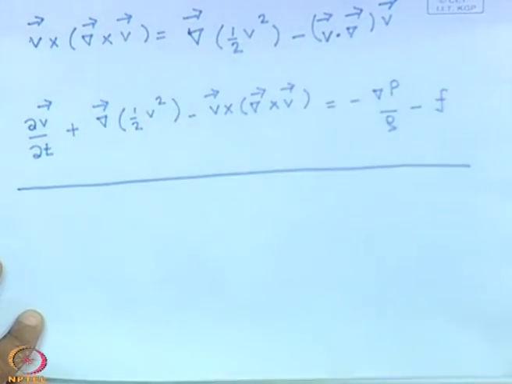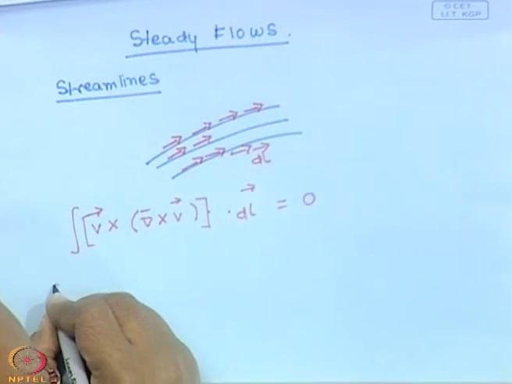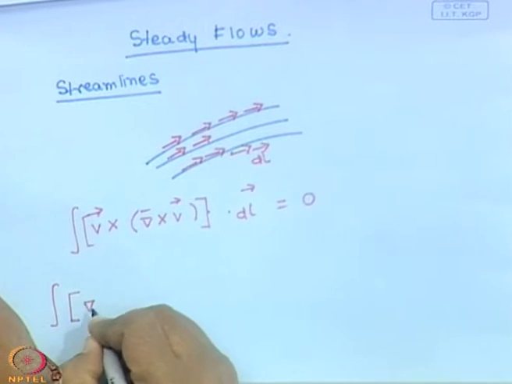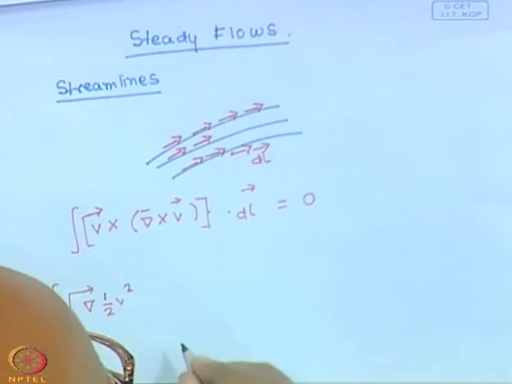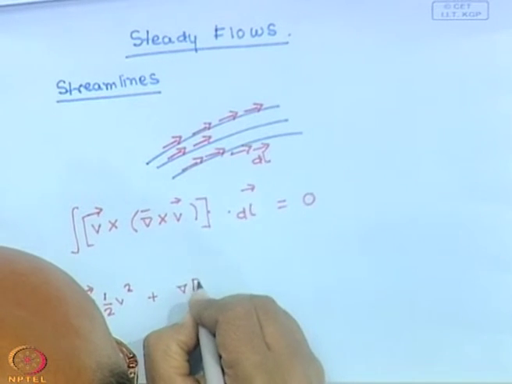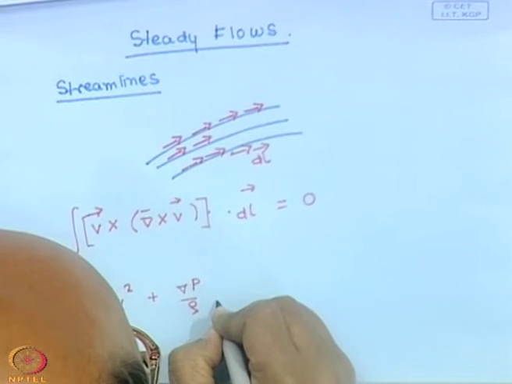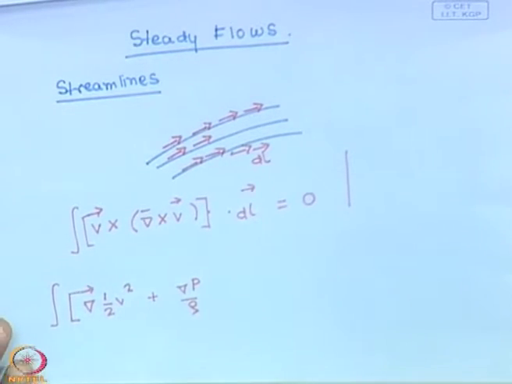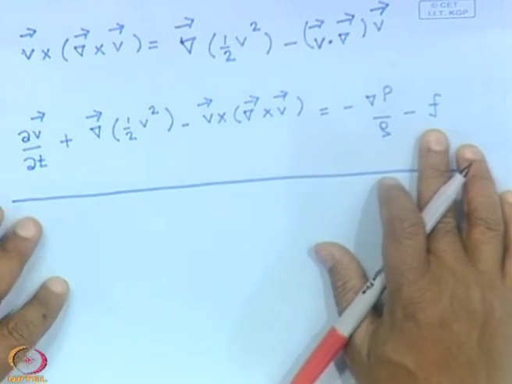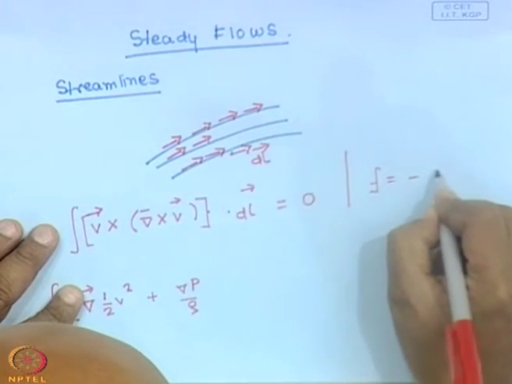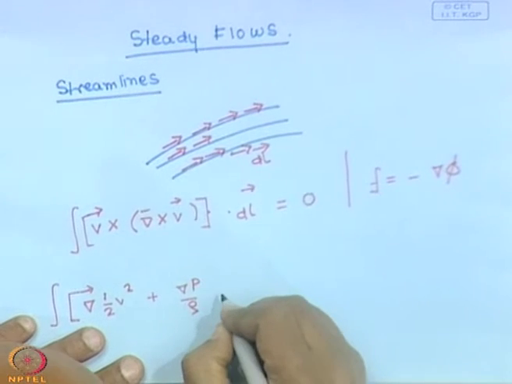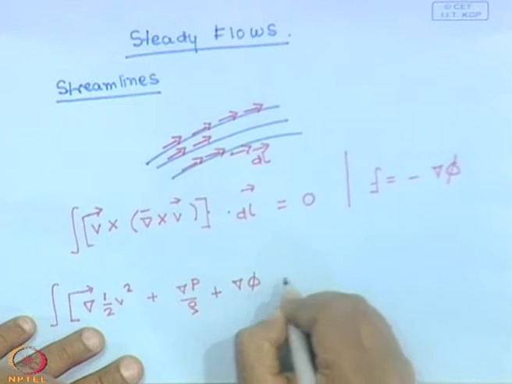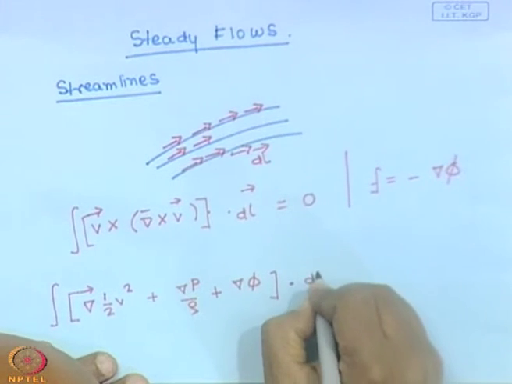The other three terms. So, what we have is that the integral of gradient of half V square plus grad P by rho minus F. Now, we are going to also assume that the body force F, acceleration force per unit mass, can be written as the gradient of some potential. Okay. So, we are going to assume that F is equal to minus grad phi. Could be gravity, could be electric field, something. Okay. So, then this becomes plus grad phi dot dl is equal to 0.